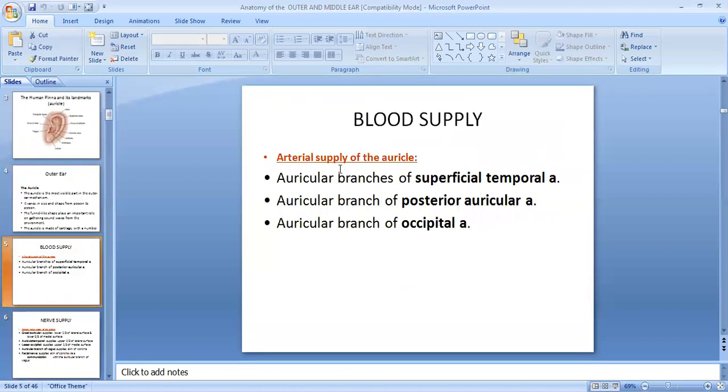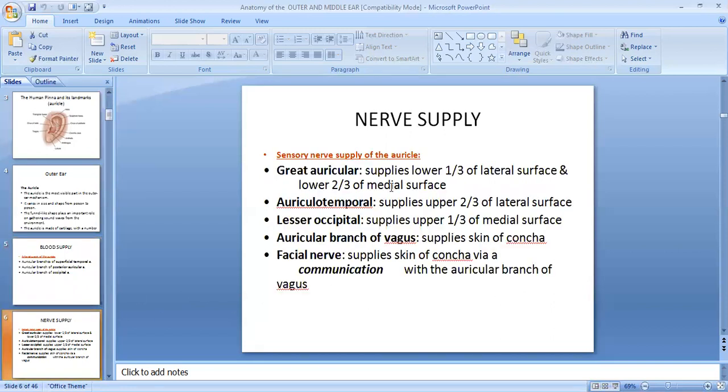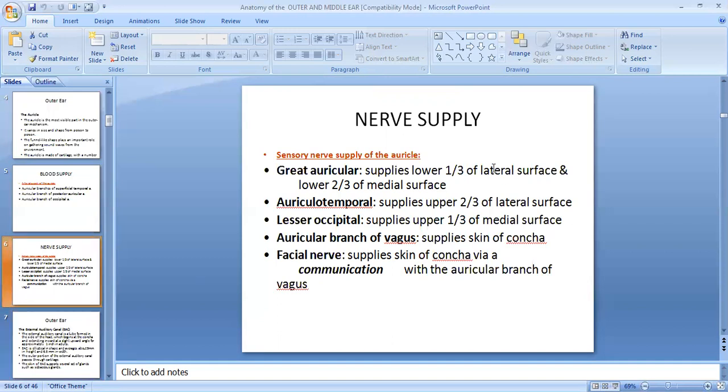The blood supply of the auricle is through the superficial temporal artery, posterior auricular artery, and auricular branch of occipital artery. The nerve supply is greater auricular nerve, auriculotemporal nerve, lesser occipital nerve, auricular branch of the vagus nerve, and facial nerve. So, auricle has a very rich nerve supply through all these nerves.